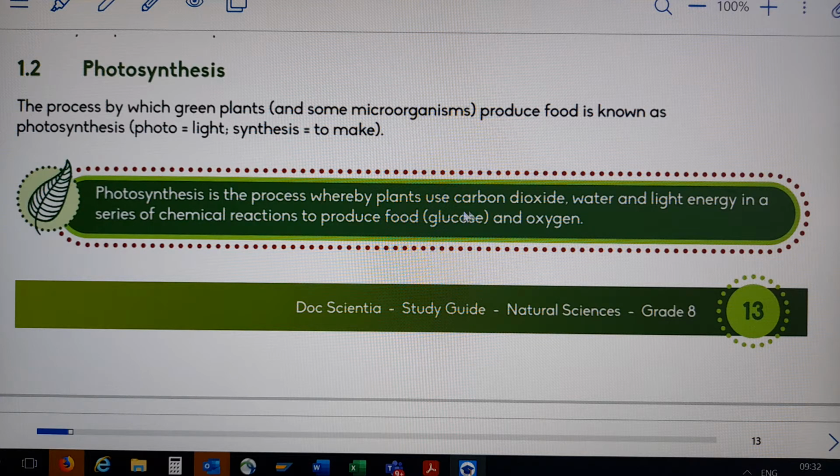This is the definition I am explaining. If I ask you to define photosynthesis, or you are asked in a test or class exercise or homework, this is the definition you need to know. Photosynthesis is the process whereby plants use carbon dioxide, water, and light energy in a series of chemical reactions to produce food and oxygen. There are two things to be produced. It's food and oxygen. Remember.